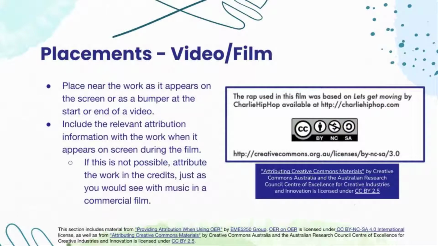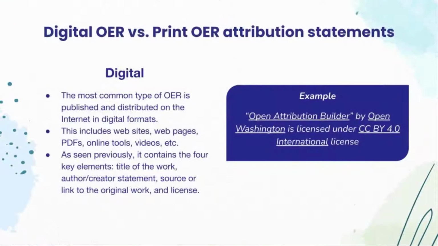Place videos or film near the work as it appears on the screen or as a bumper at the start or end of a video. Include the relevant attribution information with the work when it appears on screen during the film. If this is not possible, attribute the work in the credits, just as you would see with music in a commercial film. The most common type of OER is published and distributed on the internet in digital formats.